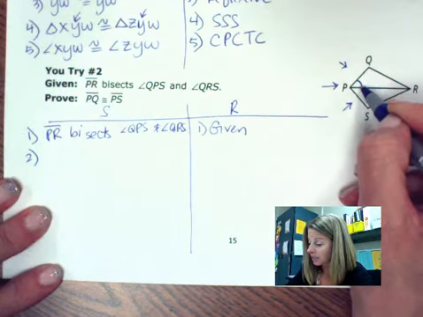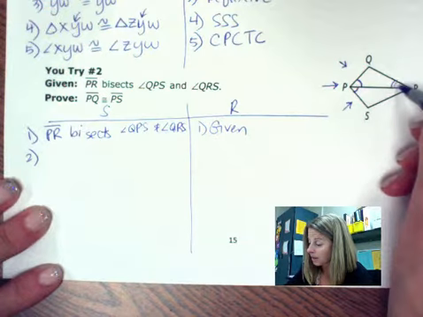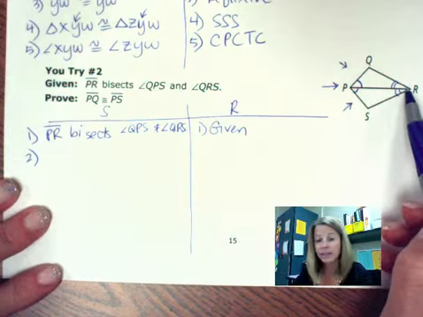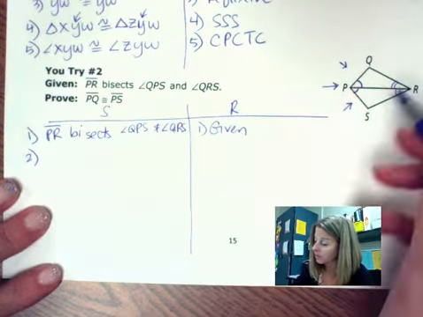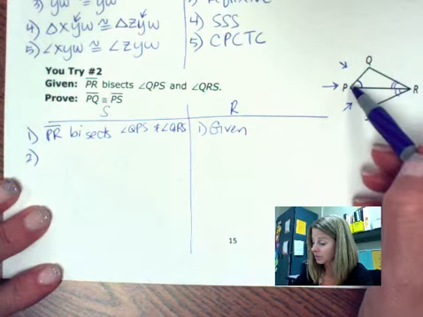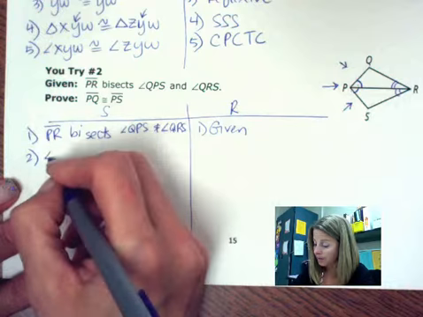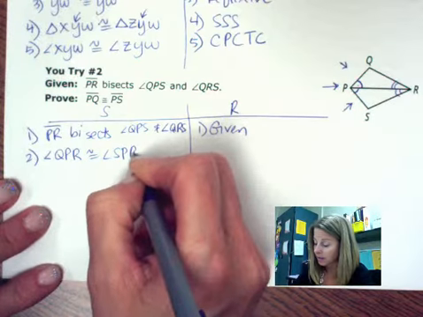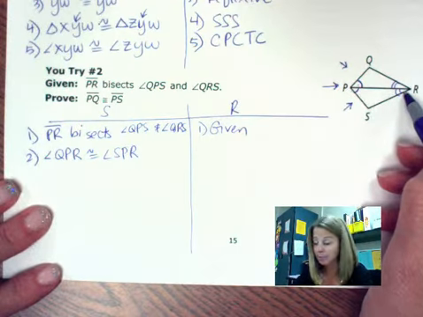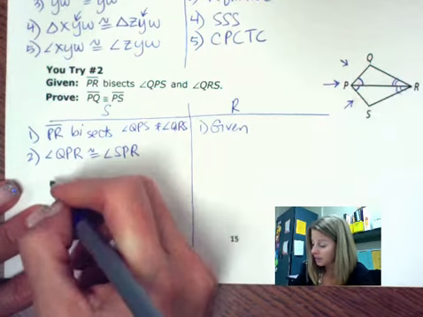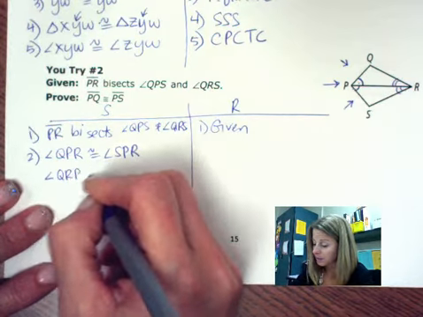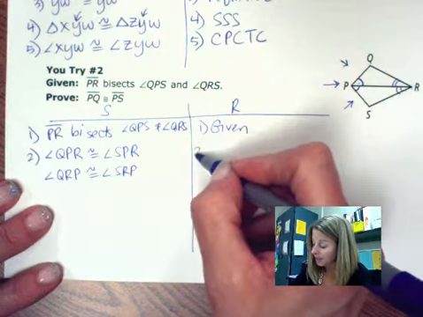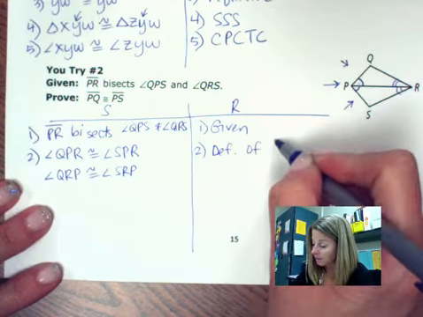So I can come around here and say that these two angles are congruent, and then the angles that are congruent. So that's going to give me a couple of lines, and the reason is just definition of bisector. So I'm going to name these first angles. I'm going to call this QPR and SPR. So angle QPR is congruent to angle SPR. And then let me write my other one because it's going to be the same reason. Angle QRP congruent to angle SRP. And my reason is definition of bisector.